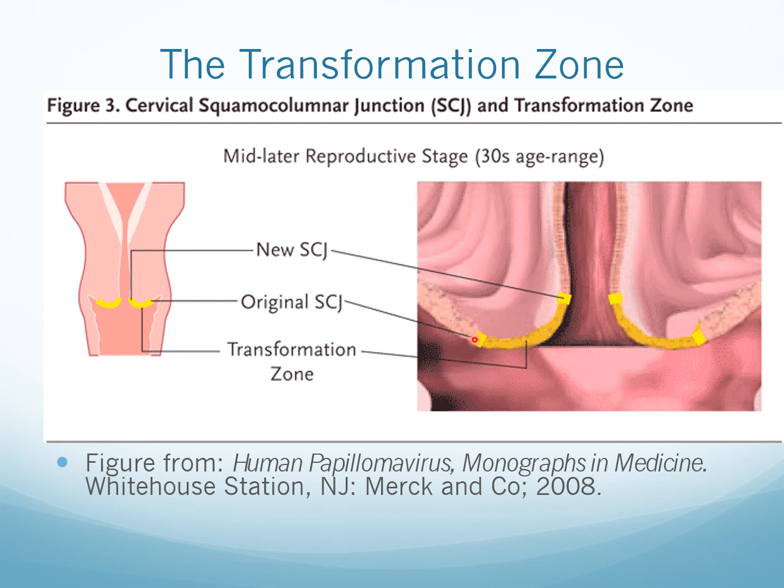And then, as the woman ages, this epithelium transforms back into squamous epithelium so that in a woman's 30s, there is now squamous epithelium again over this surface. This area, which was originally glandular and then recovered by squamous epithelium, is called the transformation zone.